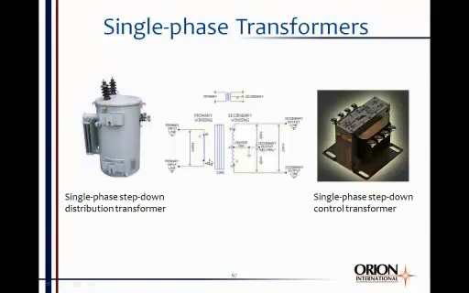Schematically, here it is right in the middle of the page. This one has a 4,160-volt primary. That would be on these bushings right here. And that's a typical distribution voltage around a subdivision.